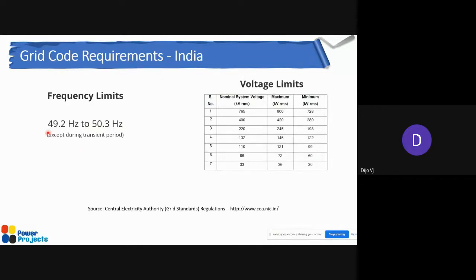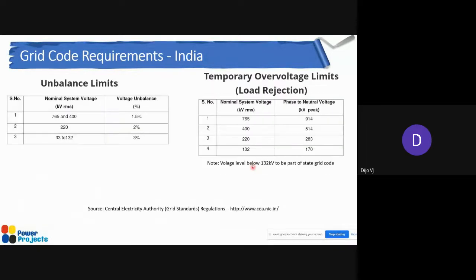The frequency limit, I mean, with respect to the Central Electricity Authority regulations, is available on the CEA website. It gives a frequency limit of 49.2 to 50.3 Hz, and the voltage limit is mostly plus or minus 5% variation up to 400 kV. But when it comes to 220 kV and below, plus or minus 10% variation is allowable as per the grid standard or grid code.